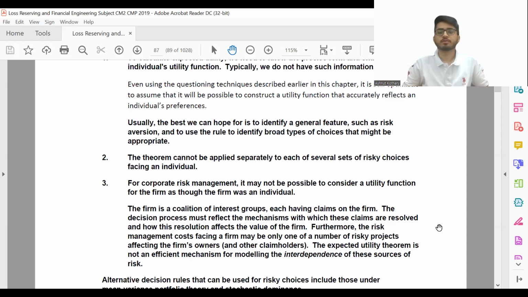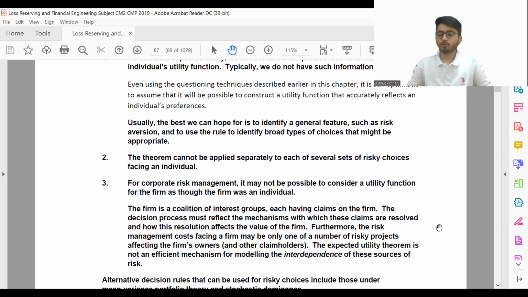Second, the theorem cannot be applied separately to each of several sets of risky choices facing an individual. So we can maybe start with, let's say, two at a time, A, B, B, C. If there are A, B, C, D, E, F, we cannot separately apply it to each of the several sets.